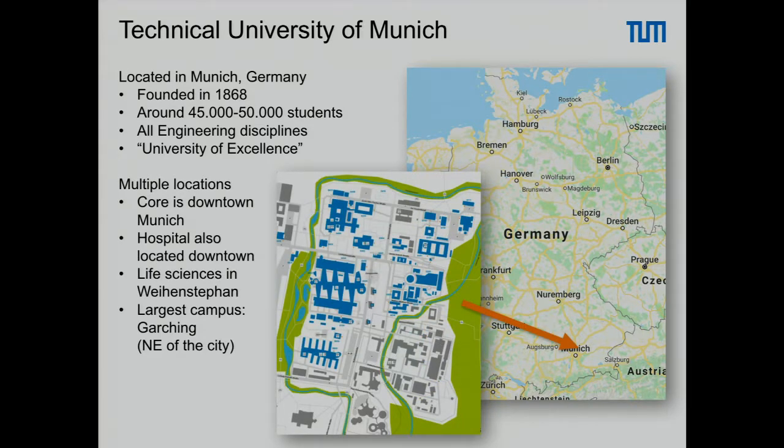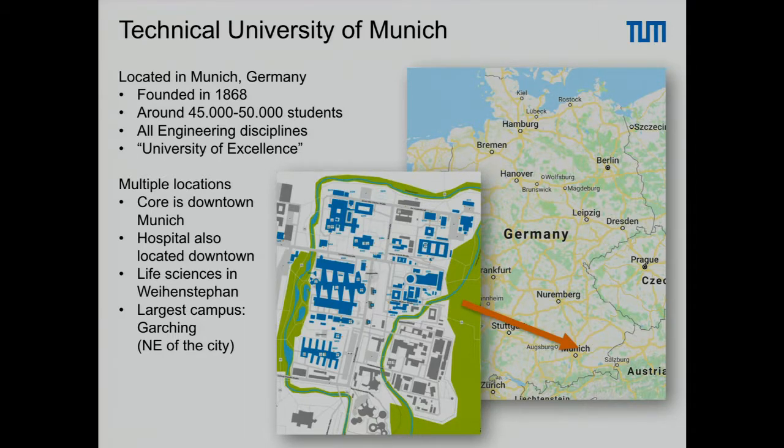The university itself has multiple campuses. The core is downtown. There's also a large hospital, which is located downtown. We have a campus for life sciences, which actually is another term for beer brewing in this case. This is the one and only brewing department in the world, as far as I know. That's located in an old monastery just outside of Munich. And then there's the campus in Garching. There's a picture of that.